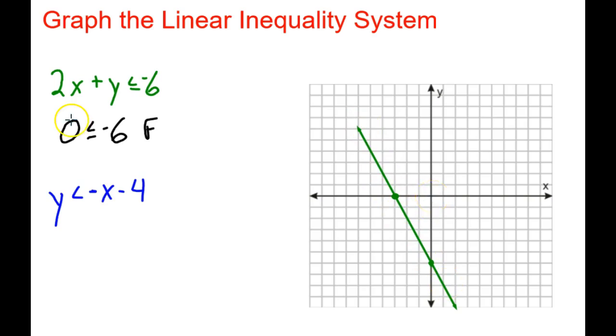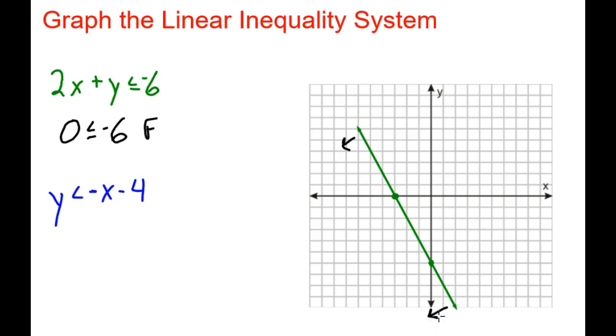When I plug 0, 0 in for x and y, I get 0 is less than or equal to negative 6, which is a false statement. So if the origin is above and to the right of this line, I got a false statement. I have to shade the opposite region. So I'm going to construct two arrows indicating which way I have to shade in the end.